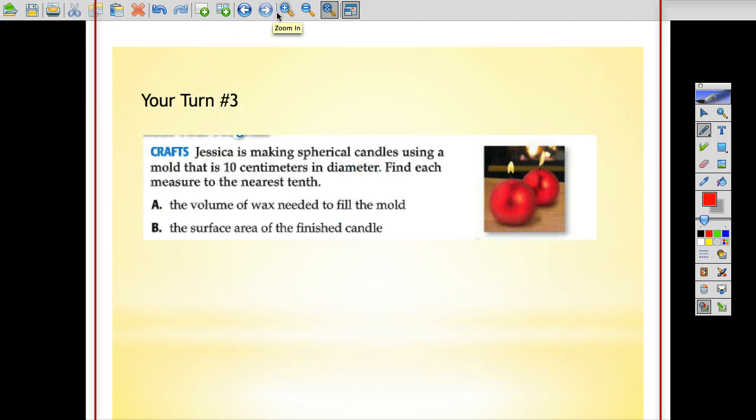Okay, so here's your turn, number 3, about making candles. So you're looking for the equations for a sphere, the volume and surface area. Okay, so go back in the video and find, or you can look in your textbook for the equations for a sphere, the volume and surface area. So if you're done with this, you're done with the homework tonight. So make sure you put your homework back in your book bag, and thanks for watching.